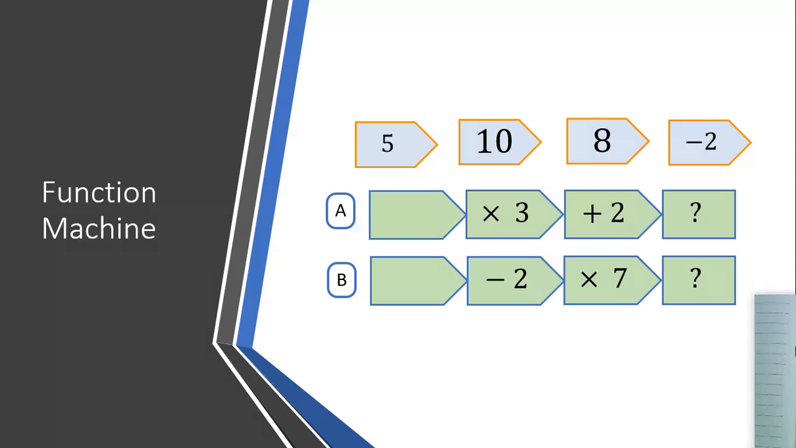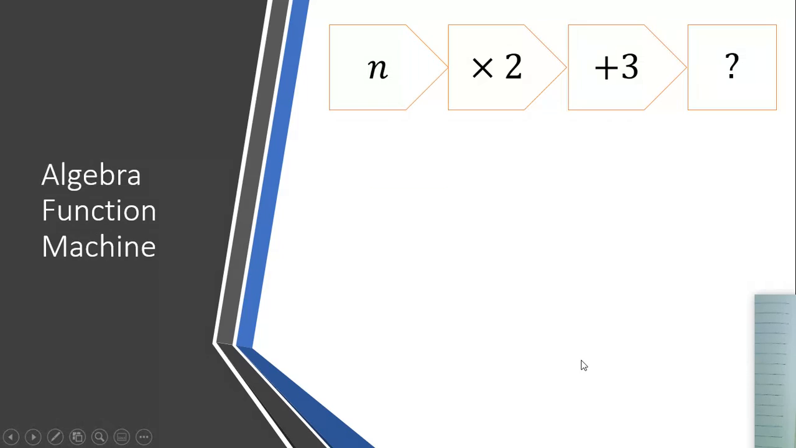Okay, and again, we could do different function machines here. We've got minus 2. We want you to minus 2 away from the number, and then we want you to times it by 7. You could imagine having lots of different function machines. Okay, so let's have a look at this. This would be an algebraic function machine. We've got n times 2 plus 3.